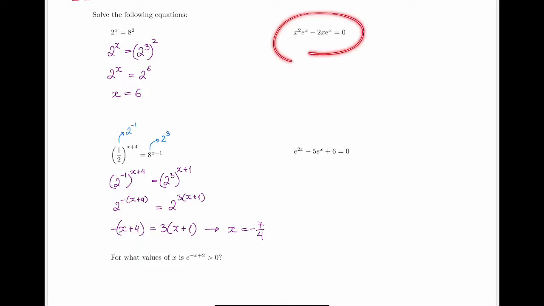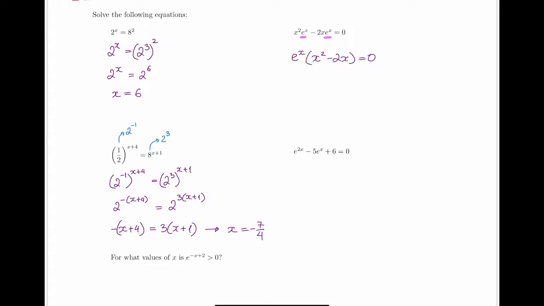Let's take a look at this equation now. So what we have here is a mixture of powers of x and exponential functions. What I can see though is that I have the exponential function present in both terms, and so I can factor this out. So taking out e to the power x, what we have left is x squared minus 2x, and this whole thing has to, of course, still be equal to 0.